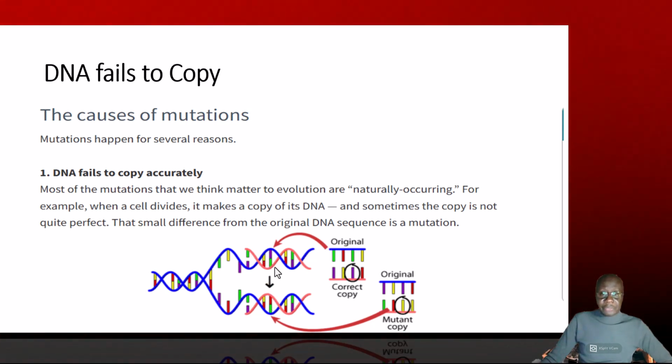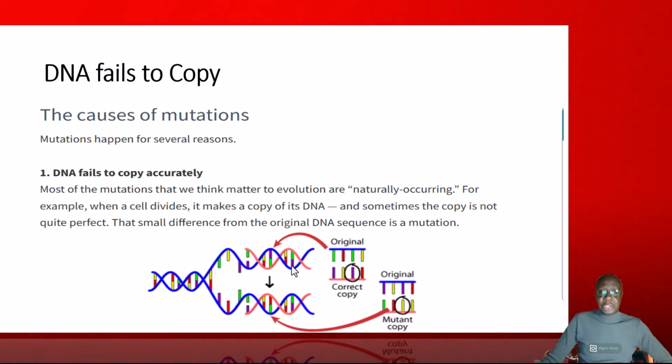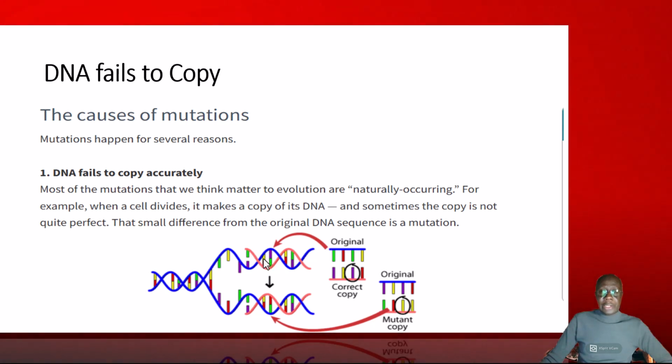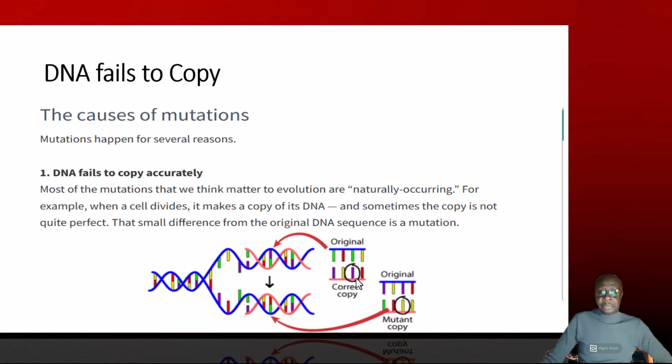And here I have illustrated a mutation. Let's look at these four base pairs. The first one, you can see, is red and green on this copy. This is the original copy, and this is the correct copy. And now let's look at the original copy here. You have yellow and red, you have violet and green, you have here yellow and red, and you have green and violet. And it copies itself correctly here.